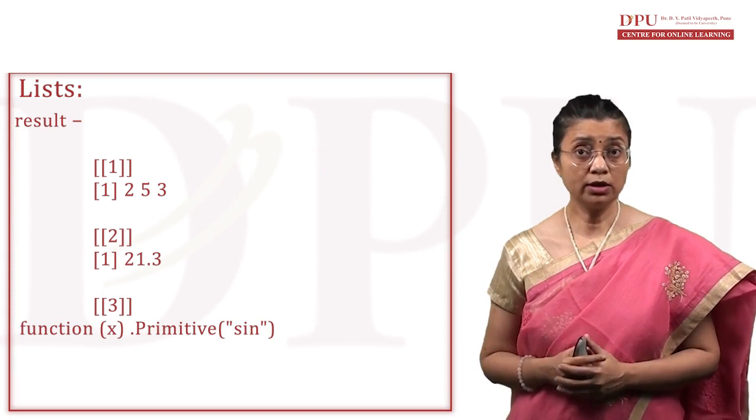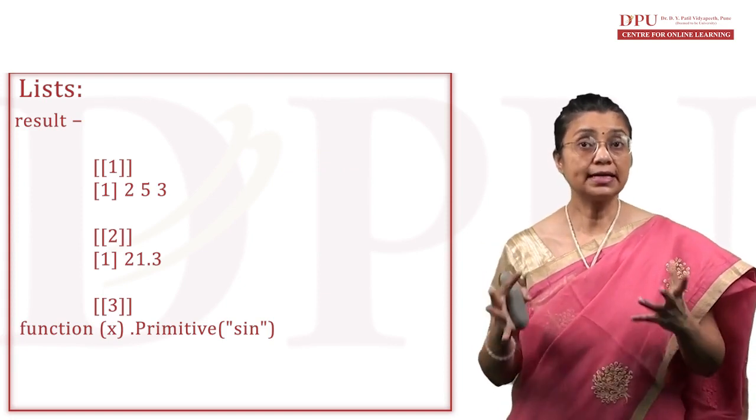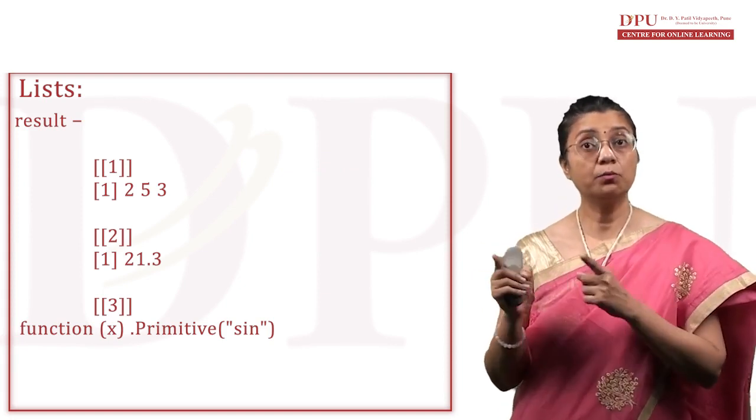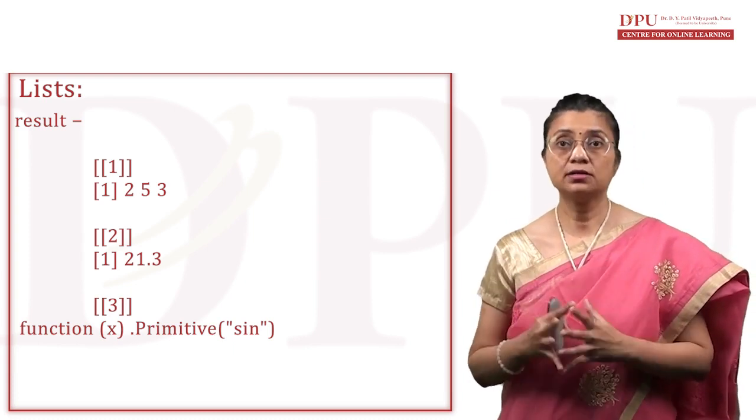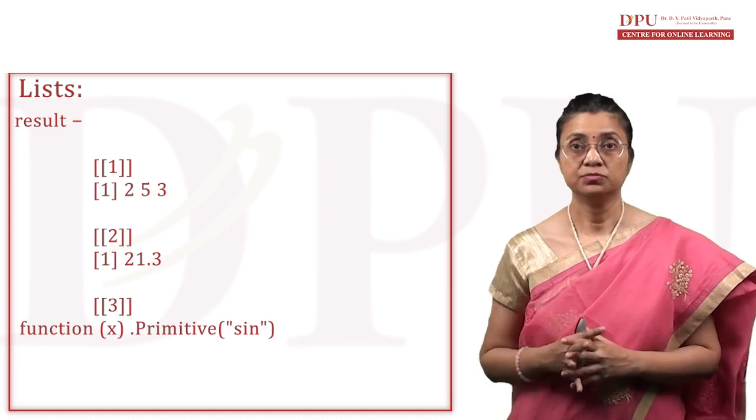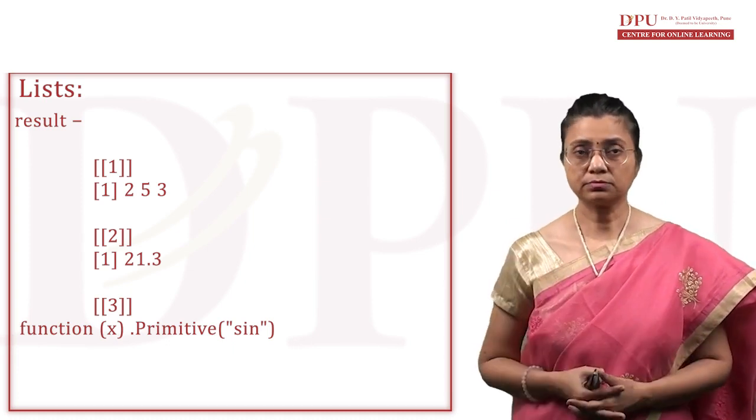First element is what? 253. Second element is what? 21.3. And the third element is what? Function x dot primitive sign. So that is the function.